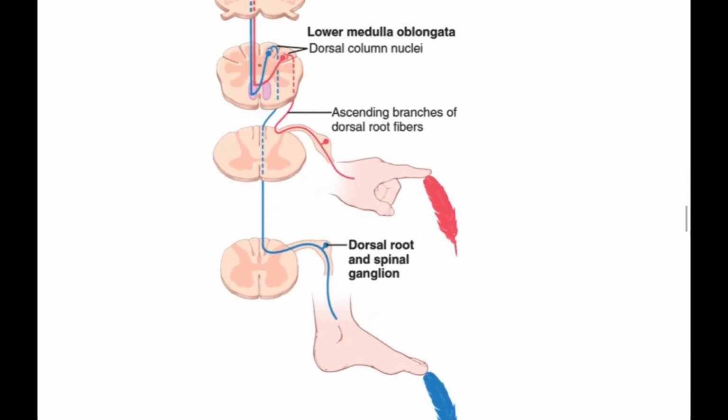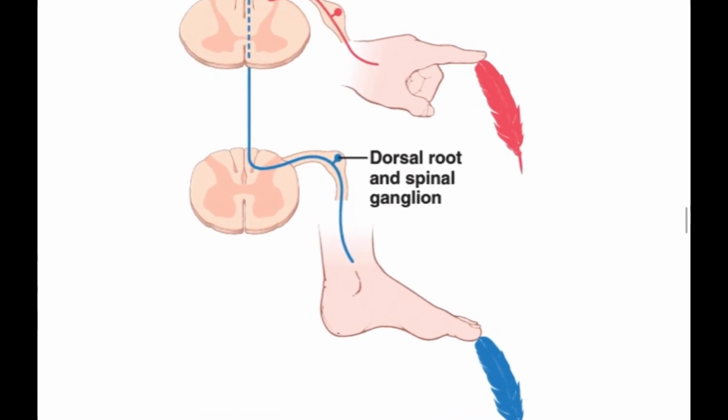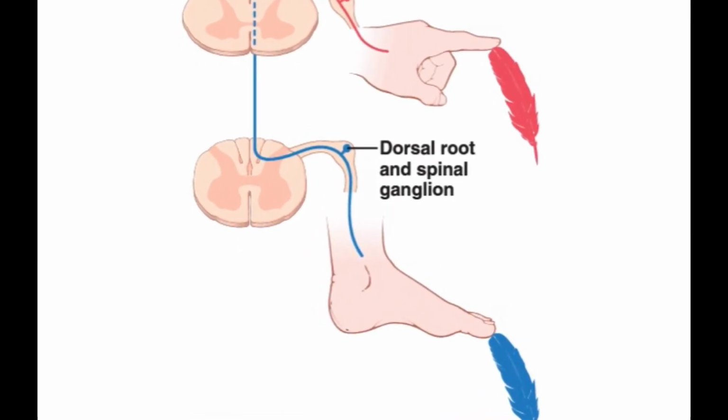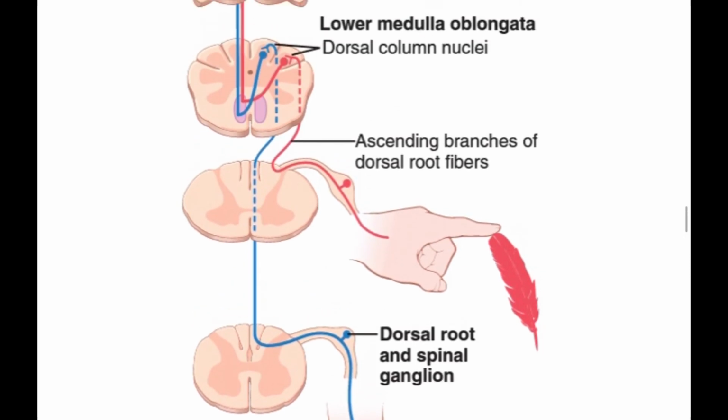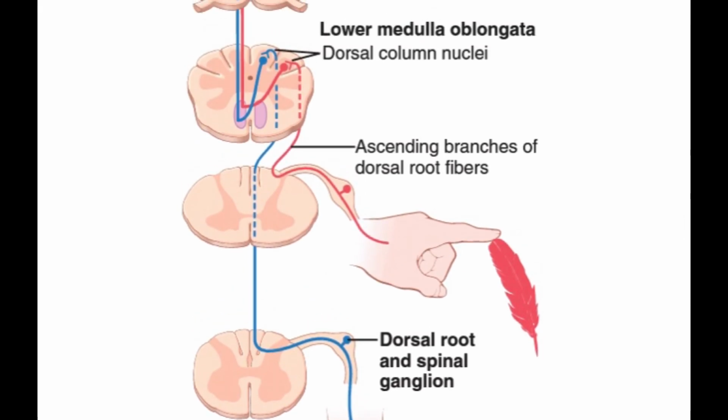Here the sensory nerve fibers from the lower part of the body first go to the first order neuron in the dorsal root ganglion. It enters the spinal cord through the dorsal root and goes upwards ipsilaterally, on the same side, without any crossing. When it goes upwards, the sensory nerve fibers from the upper body also join with it.